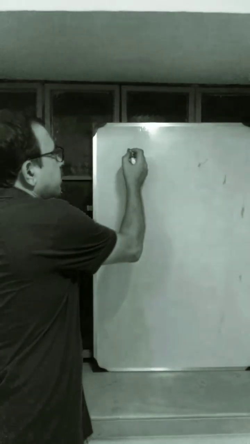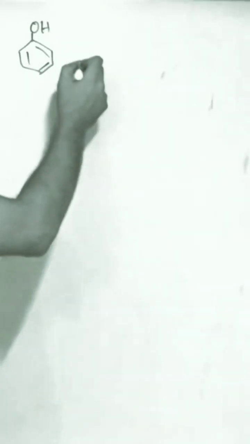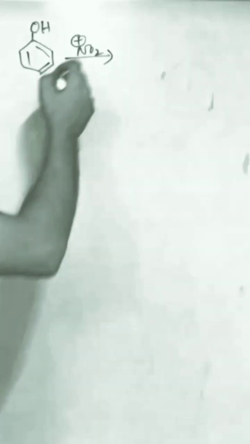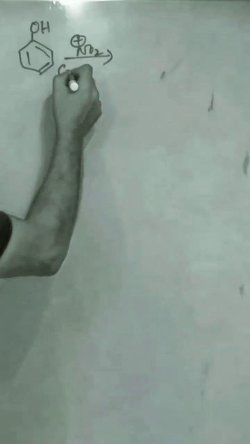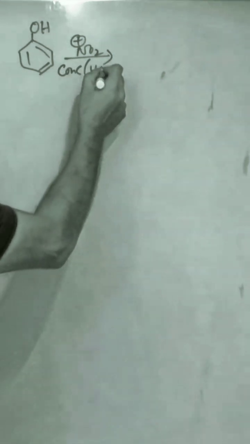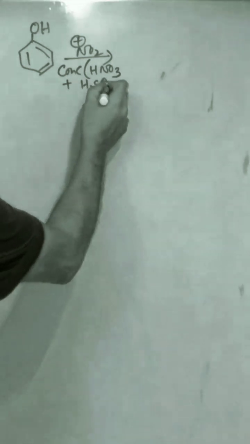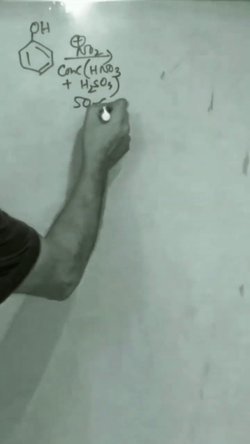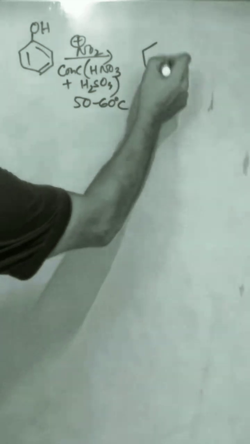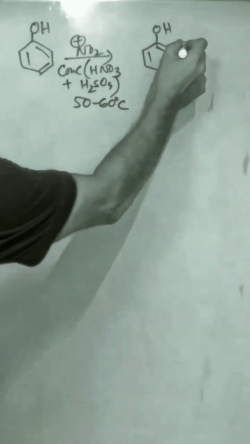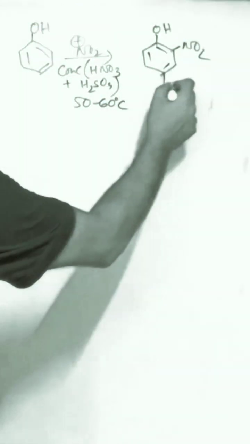Now let us consider a reaction. In case of nitration of phenol, NO2 plus, a mixture of concentrated nitric acid, that is concentrated HNO3 plus H2SO4, at a temperature of 50 to 60 degrees centigrade. The compound formed is 2,4,6-trinitrophenol.